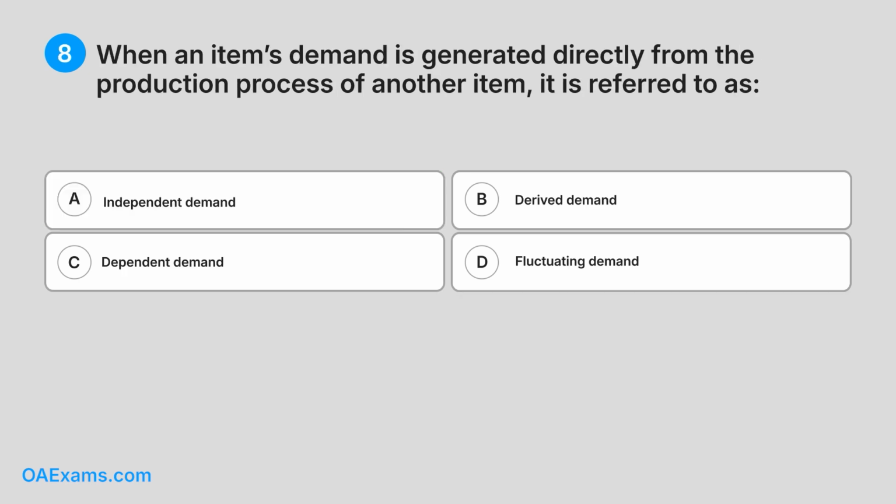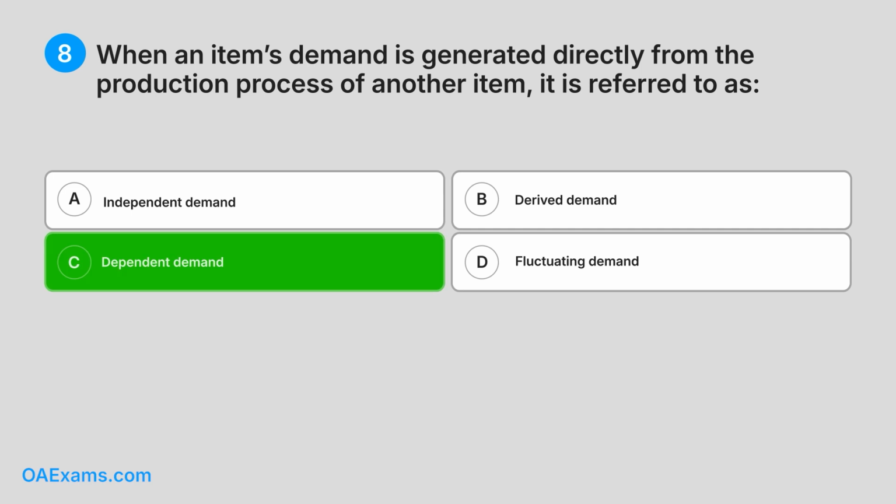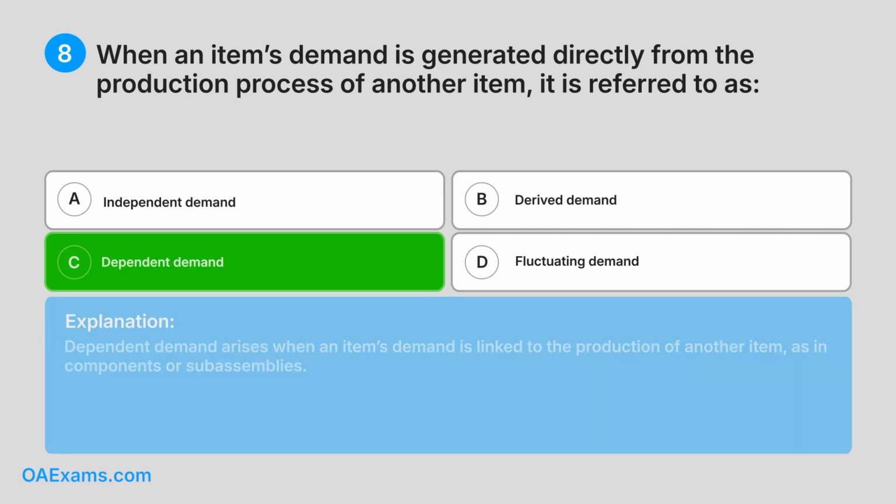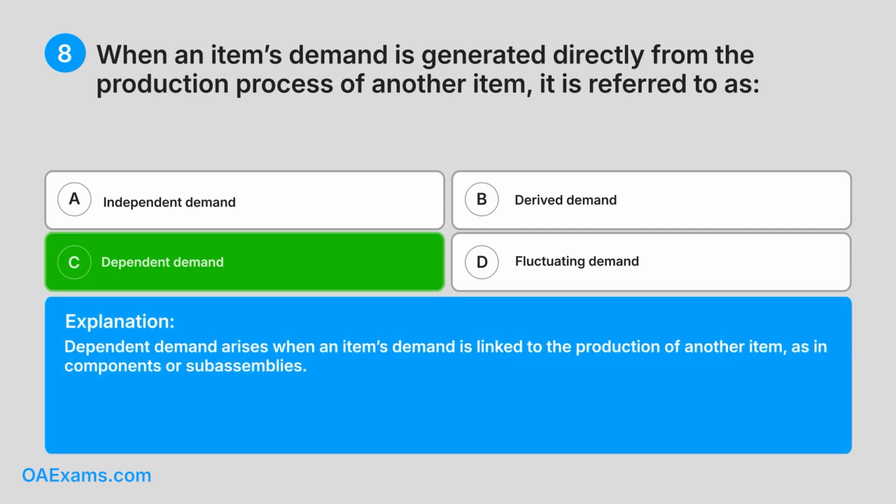8. When an item's demand is generated directly from the production process of another item, it is referred to as A. Independent demand, B. Derived demand, C. Dependent demand, D. Fluctuating demand. Do you know the answer? Correct answer: C. Dependent demand. Explanation: Dependent demand arises when an item's demand is linked to the production of another item, as in components or sub-assemblies.